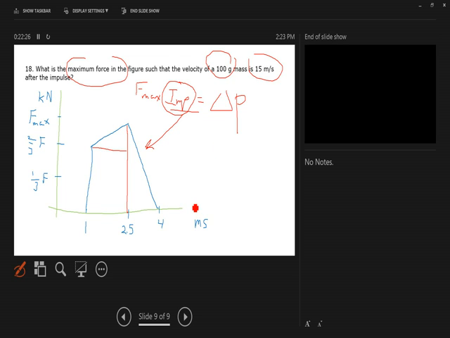Okay, I hope that helps give you some hints as to how to attack these three kinds of problems: impulse, momentum, conservation of momentum, as well as graphical representation of impulse.